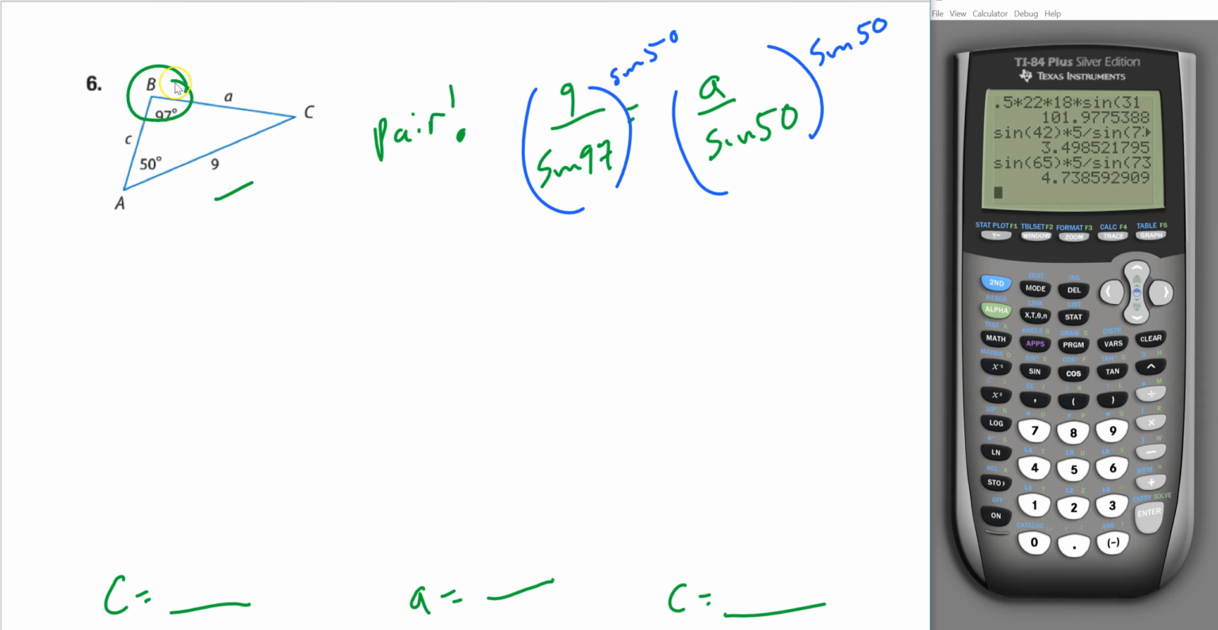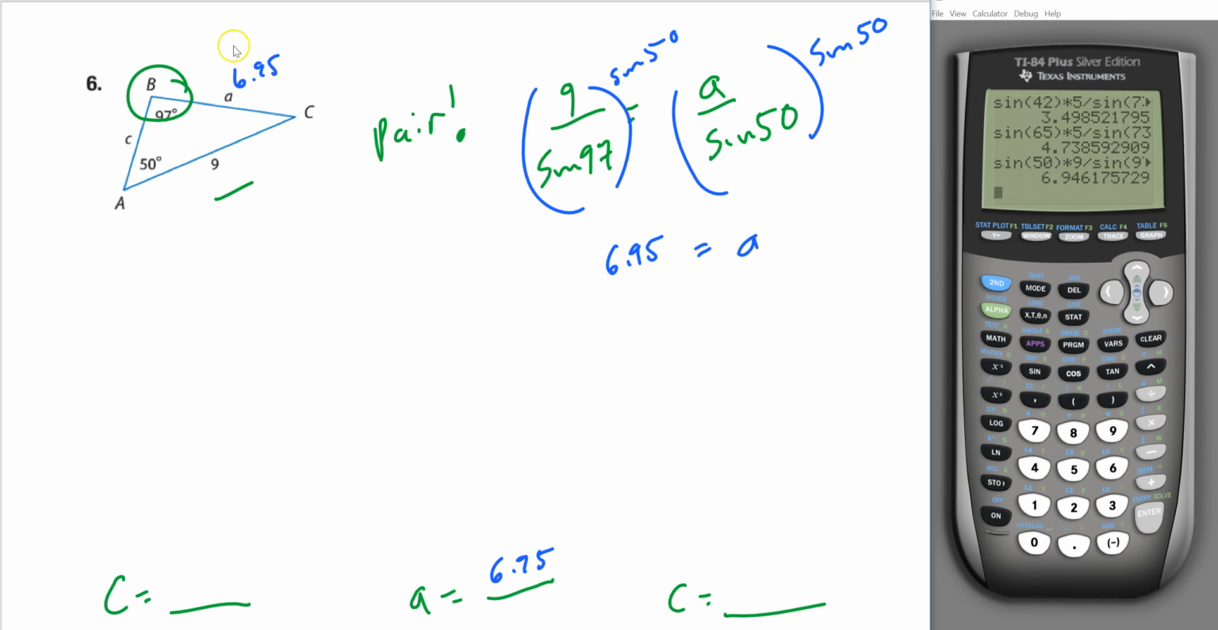Again, it's because I had a pair, I had the B's, right? So I can set the proportion. B over sine of B equals A over sine of A. Multiply both sides by that. And A equals 6.95 rounded to nearest hundredth. So that's my A. Alright, so that's this side right here.